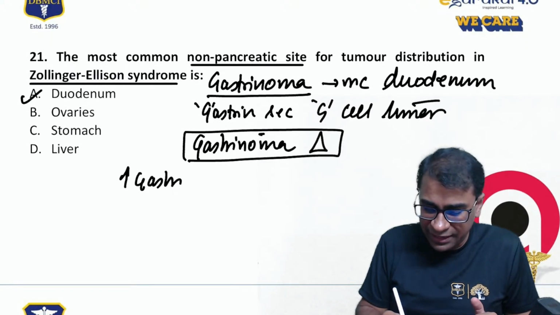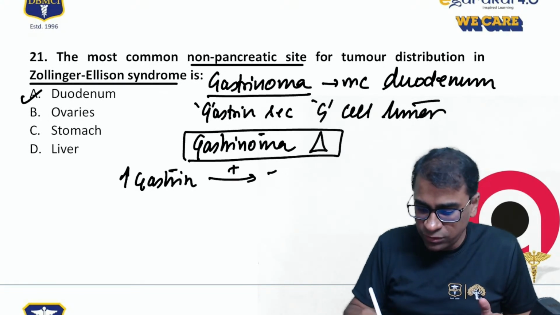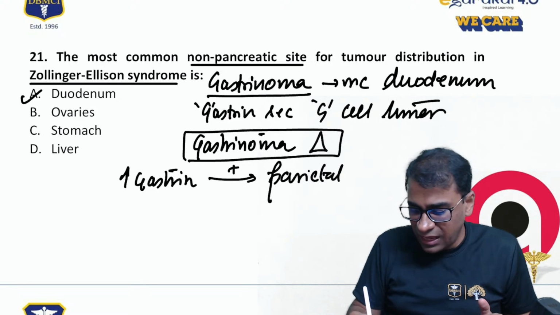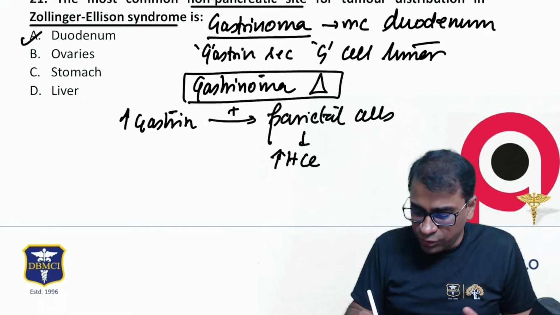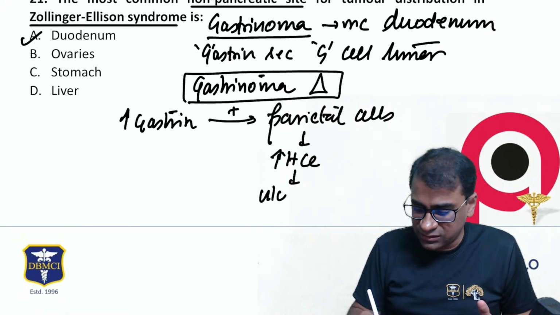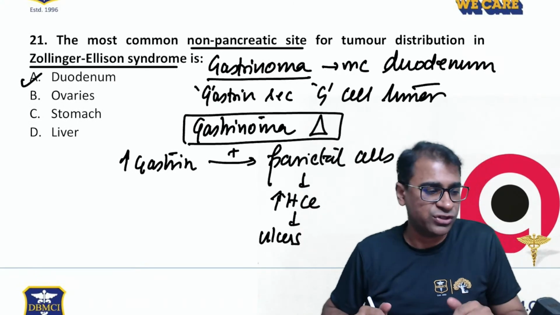And I hope you remember, gastrin will stimulate what? Parietal cells, and the parietal cells will increase what? HCl production, and because of HCl there are ulcers. That's the basic pathophysiology of this tumor.